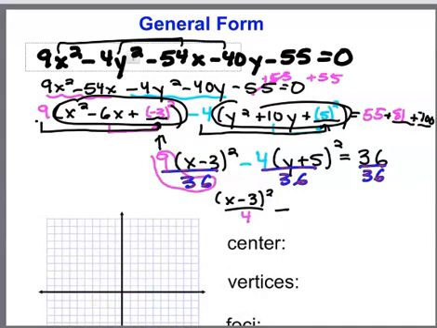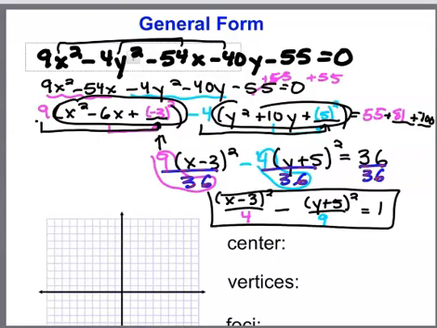This is a minus. This is y plus 5 squared. But 4 over 36 simplifies to 1 over 9. So it's almost like the 4 and the 9 switch places. But finally now, this is in standard form. So now we can go and find the center. So the center, x is first, y is second. So our x is +3. Our y is -5.